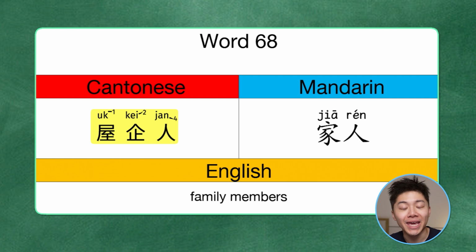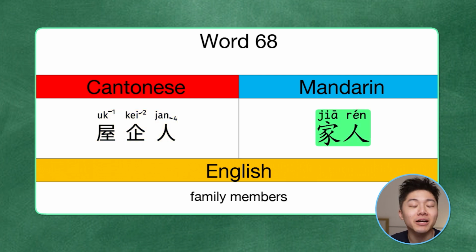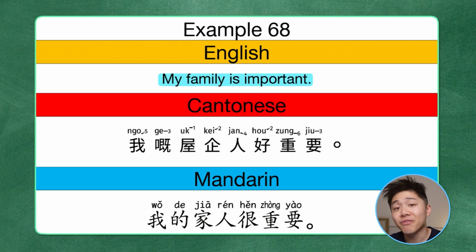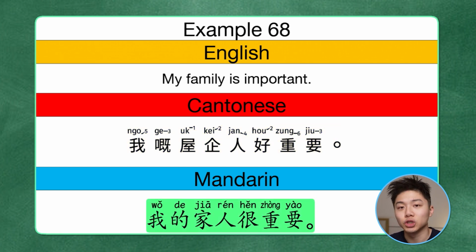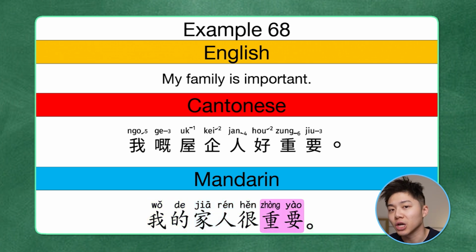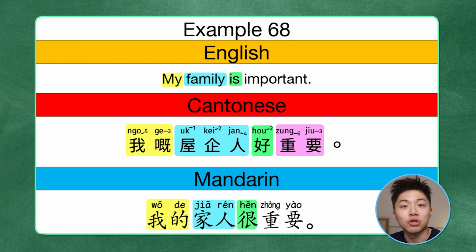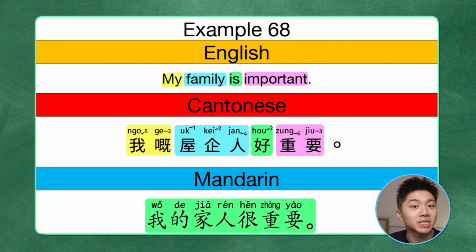Next, family members. In Cantonese we say 屋企人. In Mandarin we say 家人. Remember, 屋企 means home, 人 means people, so home people, family member. In Mandarin, 家 means home, 人 means people, home people, family member. So, my family is important. In Cantonese, 我嘅屋企人好重要. In Mandarin, 我的家人很重要. 我嘅 is 我的 in Mandarin, meaning my. 屋企人 is 家人, family, in Mandarin. 好 is 很, very, in Mandarin, and then 重要 means important.